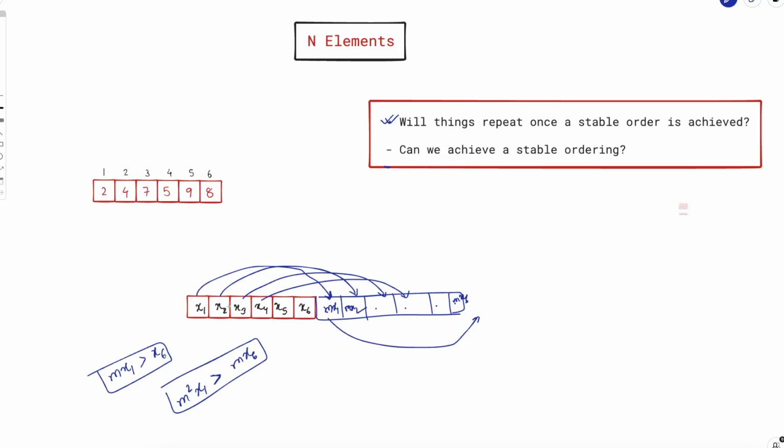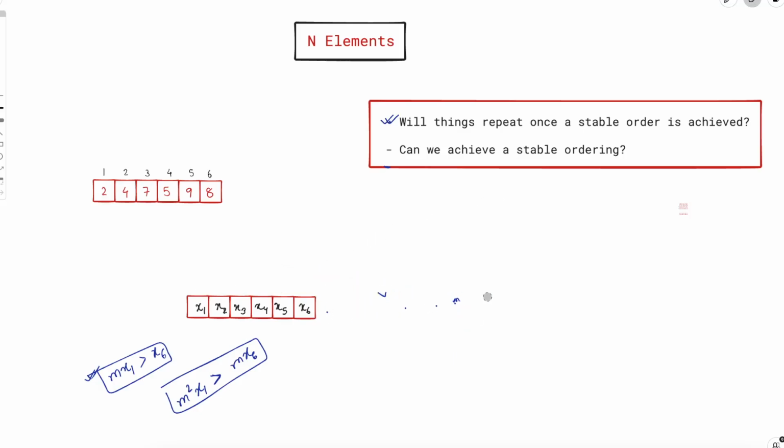If we receive a stable order, in other words, if we are able to reach this inequality, things will repeat. Now, second question: can we reach a stable order or not? In other words, given some elements, can we do some operation to reach a stable order or not? The answer is again yes. We can follow the same strategy as the 3 elements array.